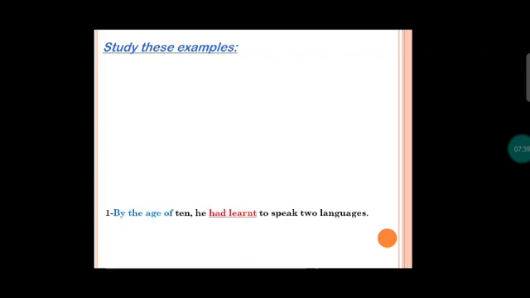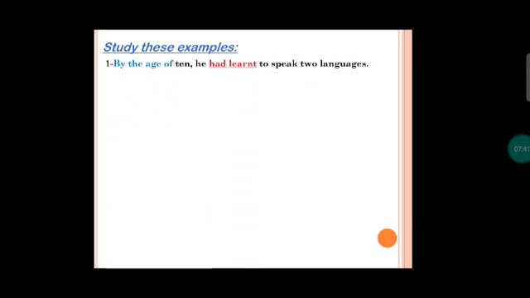Now we will have the past perfect tense. Study these examples. Before starting the examples, I would like to remind you of the past simple tense, which actions start in the past and finish in the past, or express past habit, or when we tell a story, and so on.